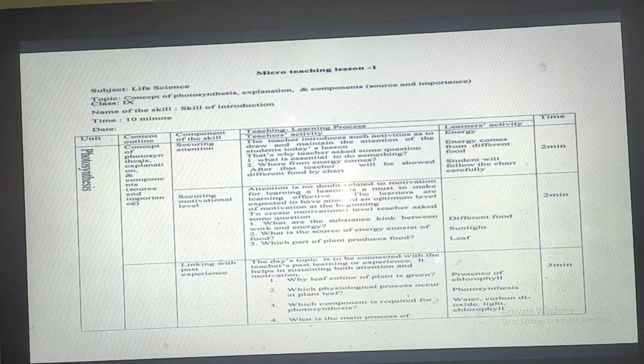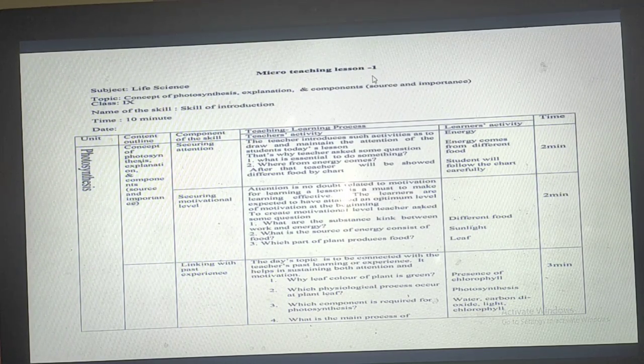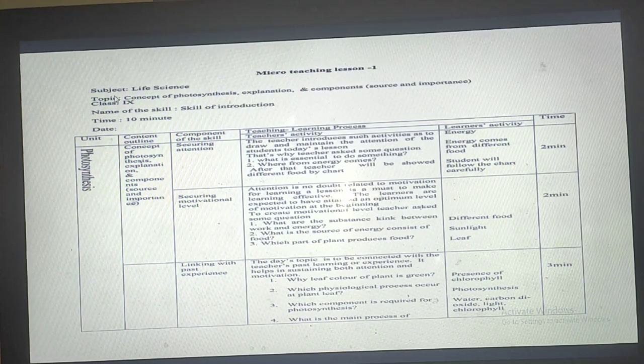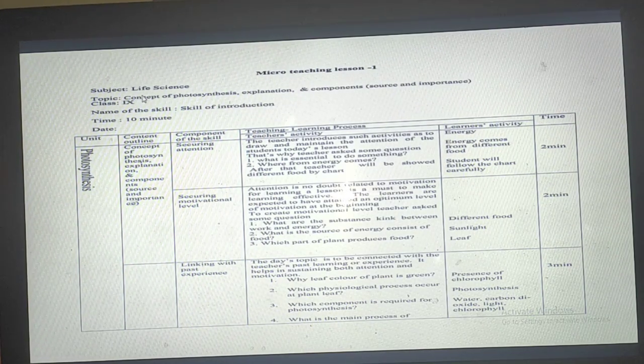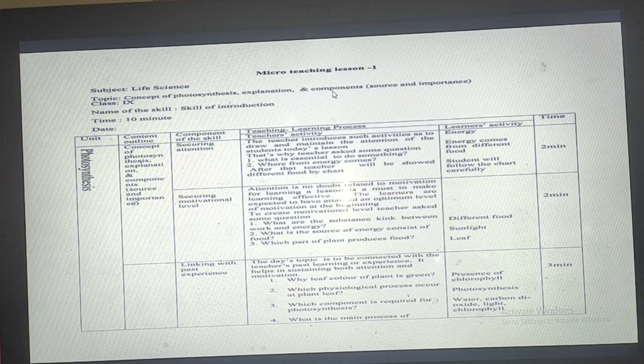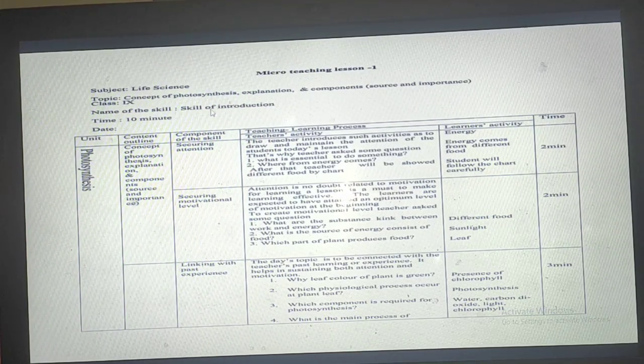Now there is this format. First, mention here micro teaching lesson 1, because the first skill name is skill of introduction. Subject is mentioned: life science, physical science, etc. Then topic: the subject is life science, the topic is the concept of photosynthesis, explanation and components, source and importance. Name of the skill: skill of introduction. Time: 10 minutes. Date: mention when you have practiced these skills in the classroom.